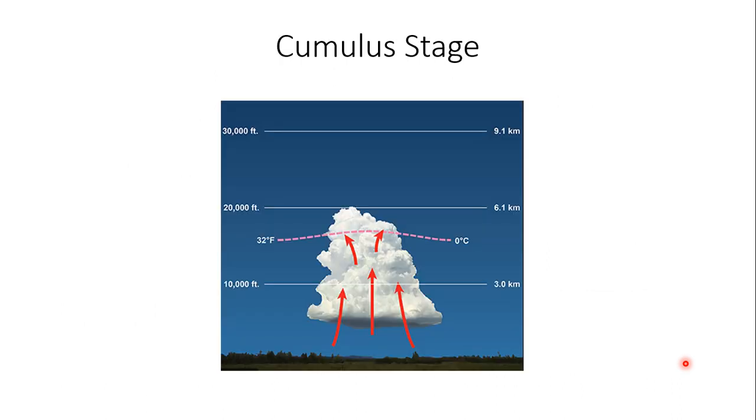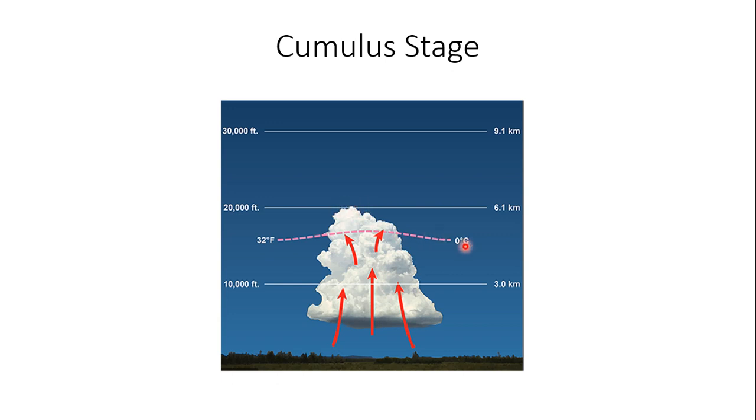Here's an example of the cumulus stage. And you'll notice these red arrows. Now, these red arrows denote updrafts, or rising air within this developing cumulus cloud. Notice the puffy nature of this cloud. It's a cumulus cloud. And so the base of this cloud is sitting at about 4,000 to 5,000 feet above the ground. And now the cloud top is sitting around 20,000 feet.